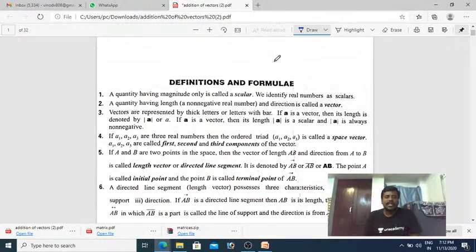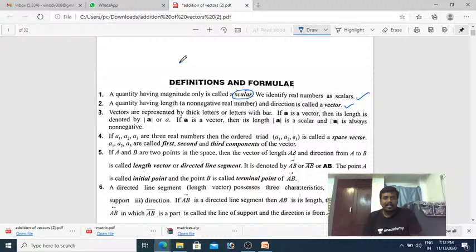The definition: a quantity having magnitude only is called a scalar. So a quantity having only one magnitude is nothing but a scalar. We identify real numbers as scalars. All the real numbers, all the integers, all the complex numbers are scalars. Now a quantity having length and direction is called a vector.